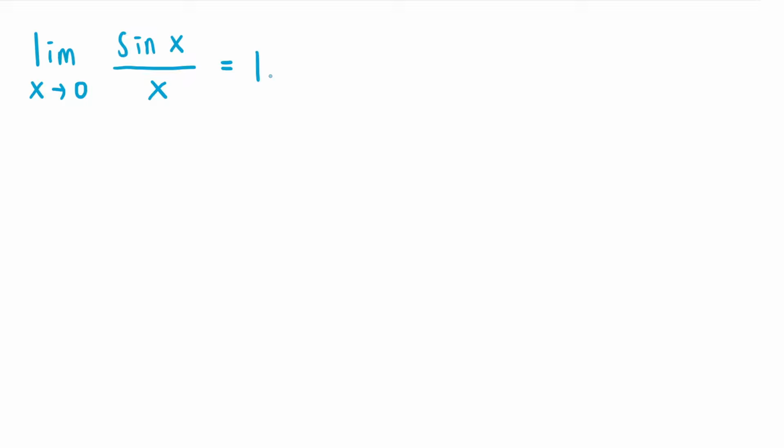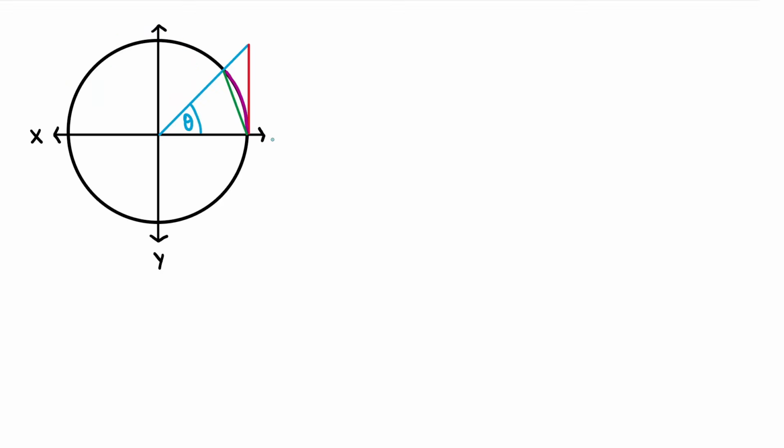You can't just use L'Hopital's rule to find this limit, and the reason for this is because we would need to know the derivative of sine of x in order to apply L'Hopital's rule for this limit. And it turns out that to find the derivative of sine of x using the limit definition of the derivative, we need to know the limit as x approaches 0 of sine of x over x in the first place. So here's what we do.